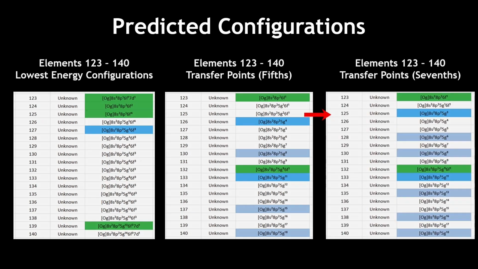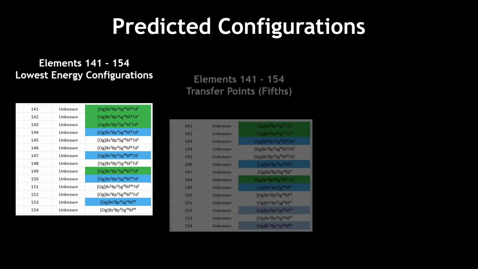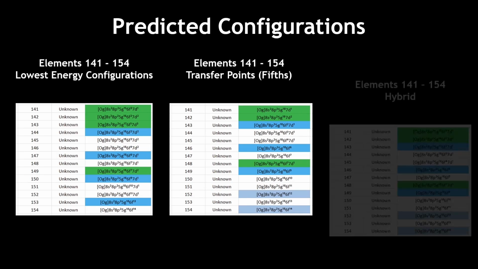Next, the elements 141 to 154 are within the 6f subshell. If we again order configurations by lowest total energies, then the following configurations are applicable. However, if we again apply this trend from the lanthanides and the actinides, then the following configurations are applicable, with the transfer points in blue. Additionally, here are the configurations if the two are blended.